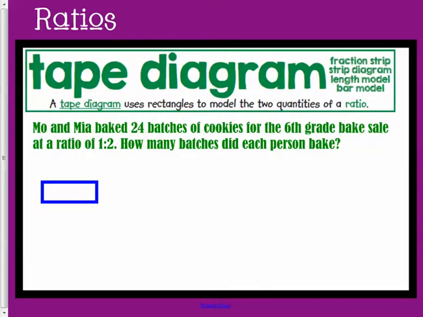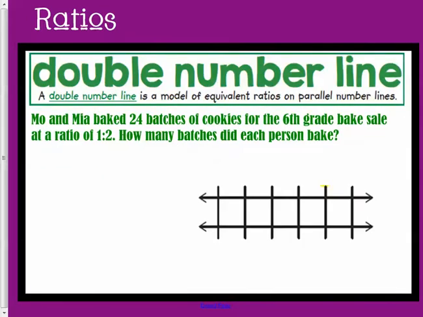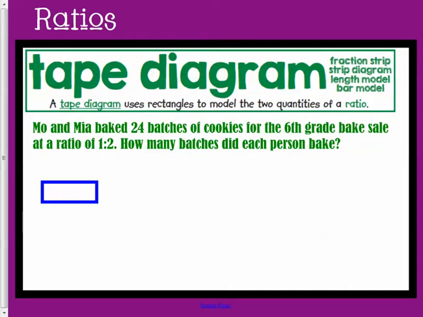Okay, Mo and Mia baked 24 batches of cookies for the 6th grade bake sale at a ratio of 1 to 2. How many batches did each person make? You get to choose. Do you want to do a tape diagram or a double number line? In just a second, I'm going to show you how to do both of them, but I want you to pick, and on your piece of paper right now, I want you to pick one or both and try it for me. I'll be back in just a second to show you what I did.